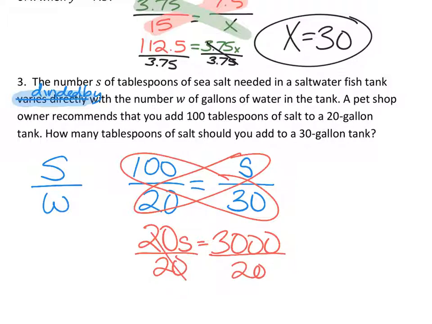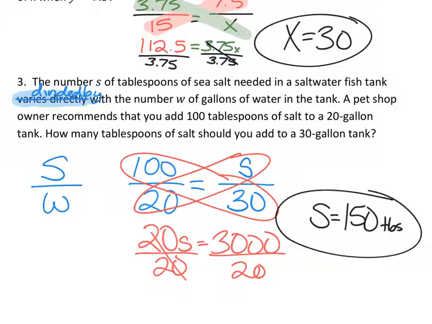So S is equal to 150 gallons of water. Or, sorry, that's tablespoons, not gallons. LOL. Almost killed my own fish. I need to put 150 tablespoons of salt in my fish tank or else my fish are going to go bottom up. Ooh, math is important. We got to keep our pets alive.